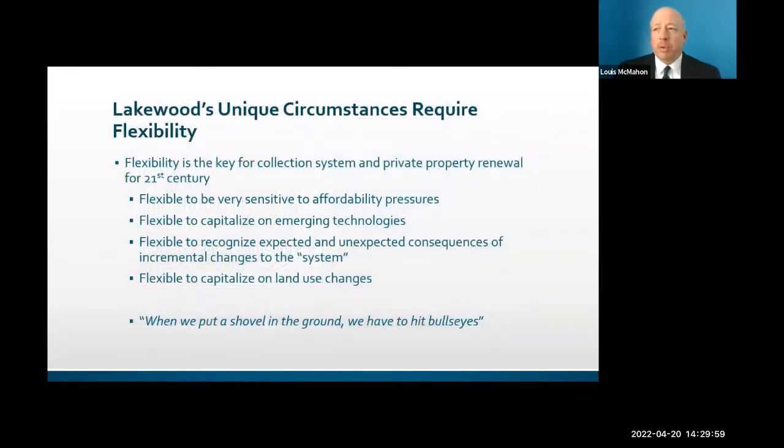What we heard and what we understood in the whole process is that Lakewood needed flexibility because of its unique circumstances. It's a very strange sewer system, entirely built up, not a lot of money, and it also needed the ability to be very sensitive to affordability pressures. So the planning both helped that and enabled us to be nimble if other opportunities came along.